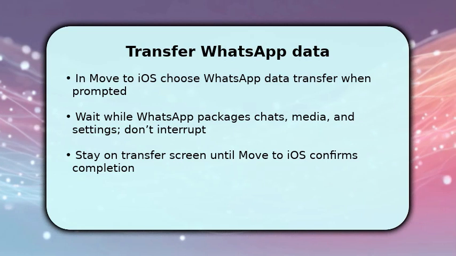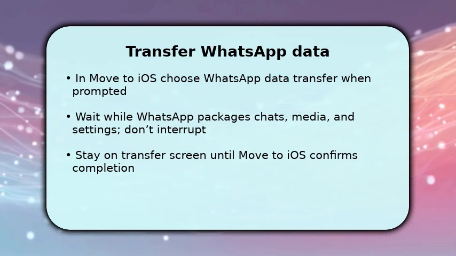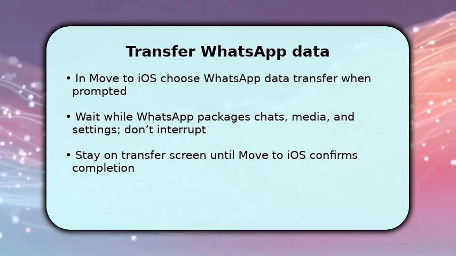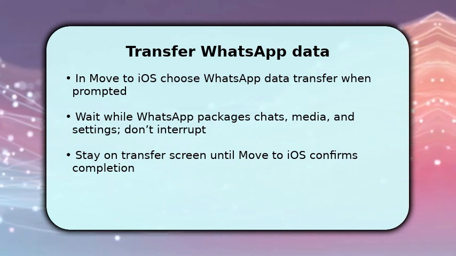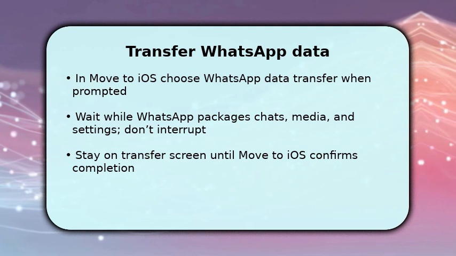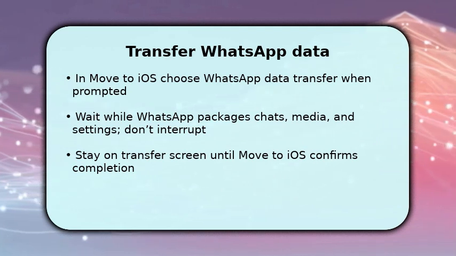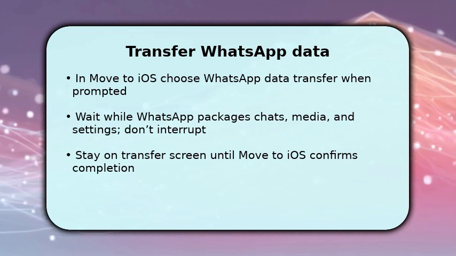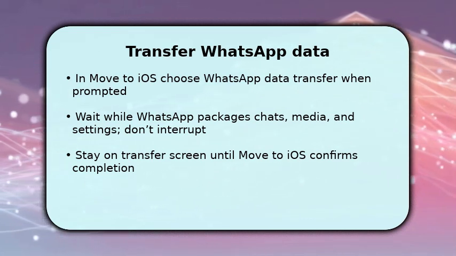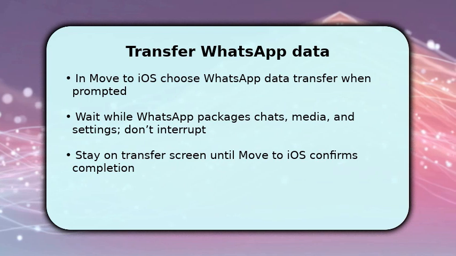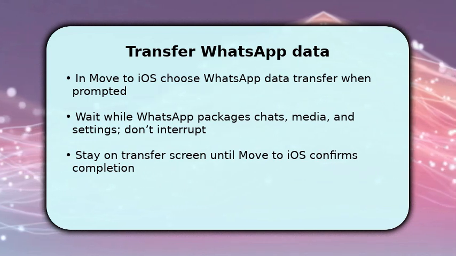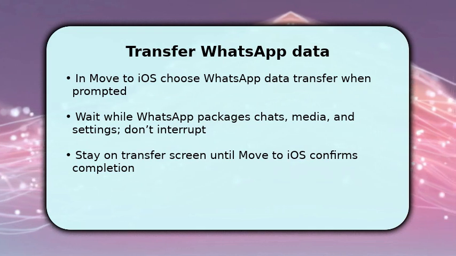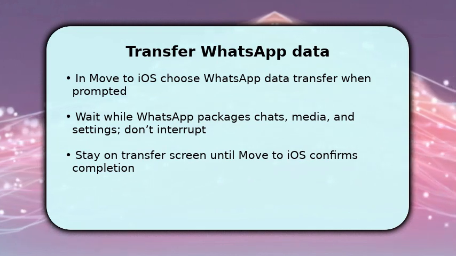Now you'll perform the core transfer. After pairing, select WhatsApp from the Move to iOS data types list and tap Continue. The app will export your account info, chats, media, and settings into a temporary encrypted package. This can take from minutes to longer depending on size, so be patient. Make sure you don't close WhatsApp or the Move to iOS app and keep both devices awake. Once Move to iOS shows the transfer complete message, confirm and proceed to finish the iPhone setup.